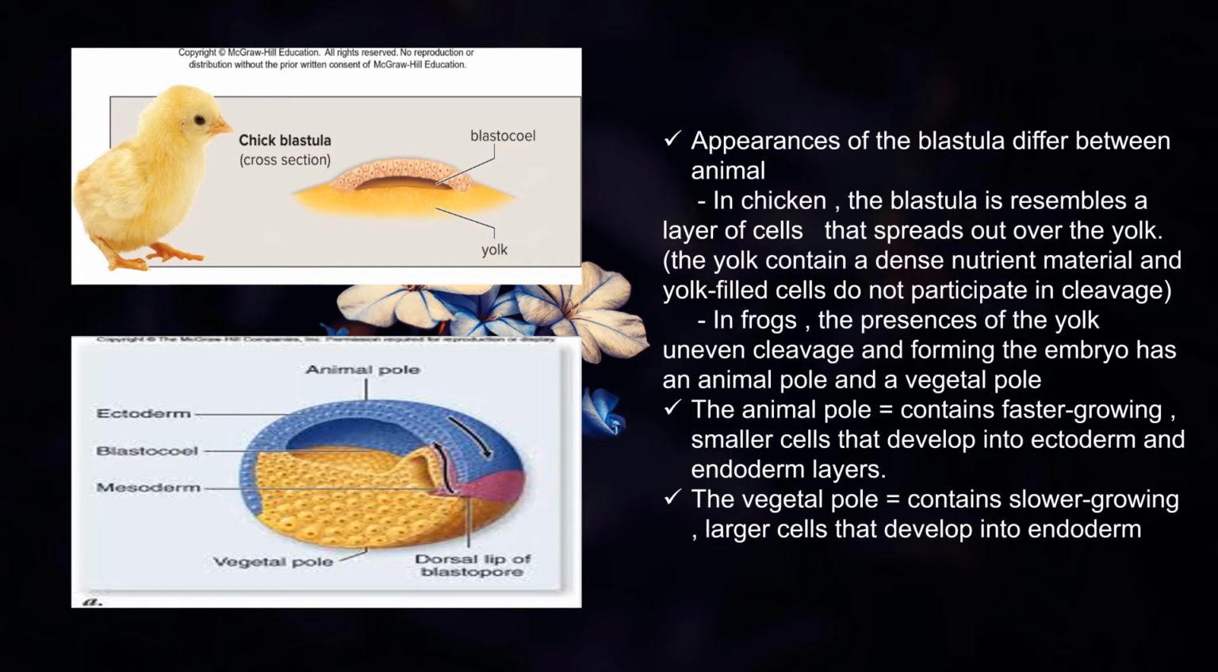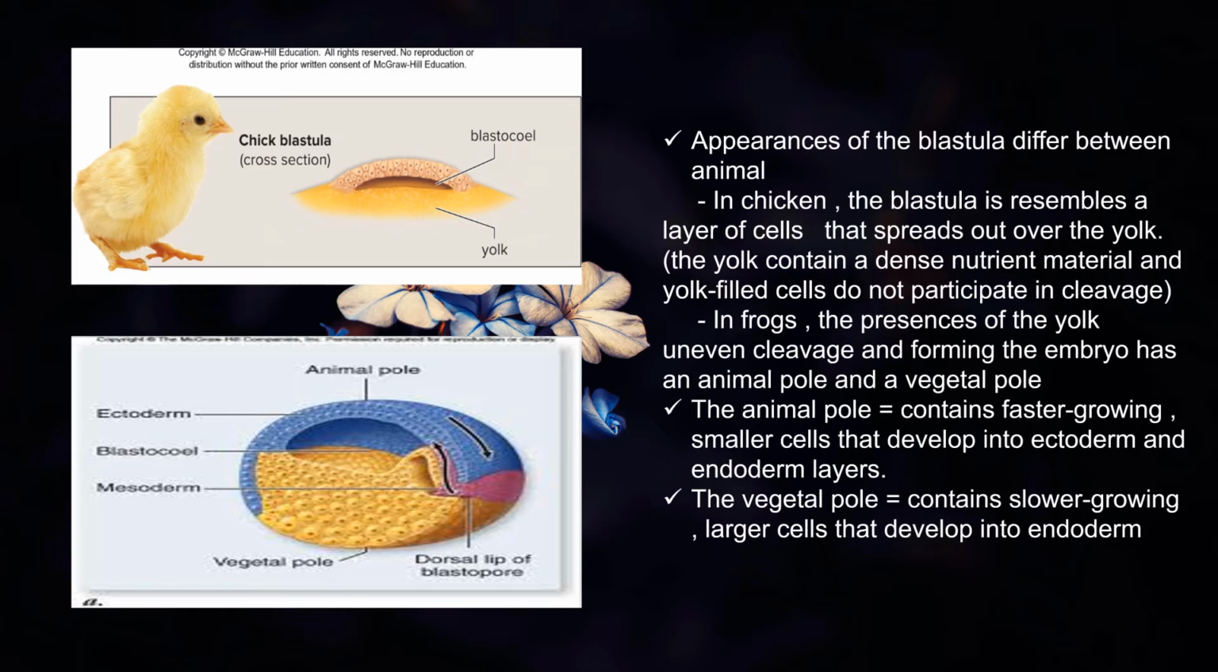animals. We can see, for example, chicken and frog. In the first picture, the blastula resembles a layer of cells that spreads out over the yolk. This is because the yolk contains dense nutrient material and yolk-filled cells do not participate in cleavage. So that's why the chick blastula spreads out over the yolk. After that, the blastocoel forms as a space that separates these cells from the yolk. We can see in the first picture the blastocoel makes a space between the chick blastula and the yolk.